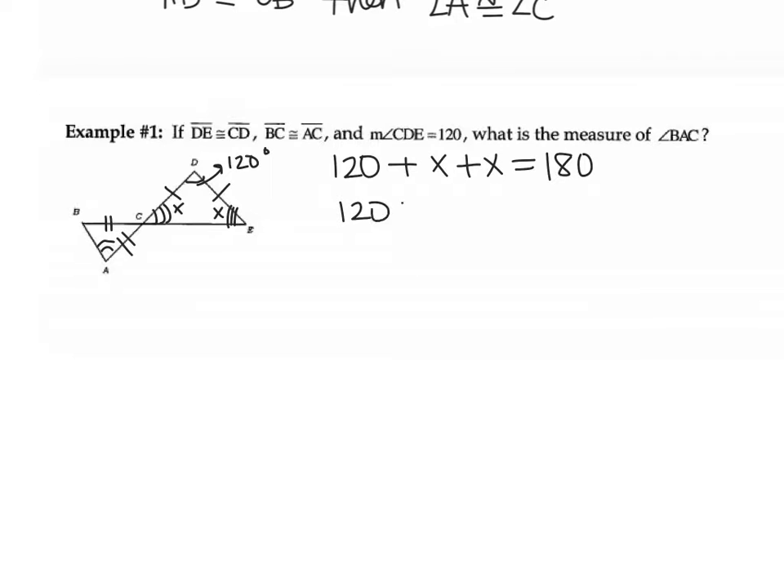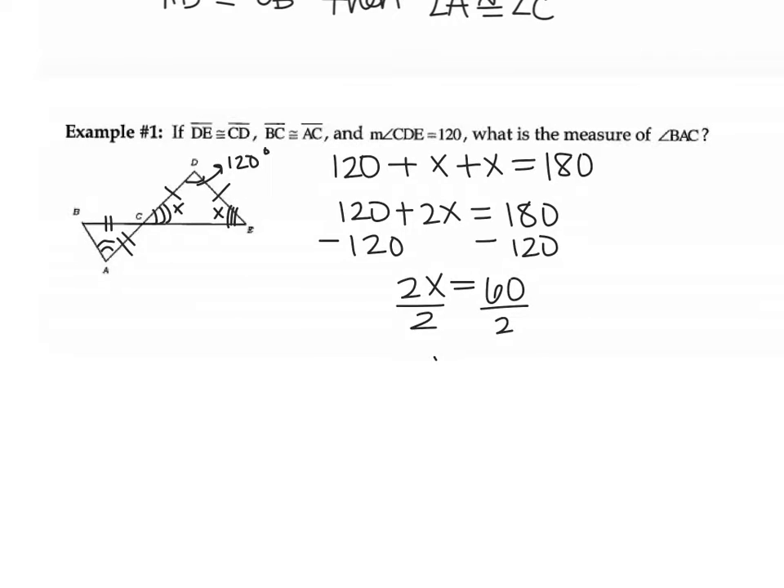So we get 120 plus 2x equals 180. Subtract 120. We get 2x equals 60. Divide by 2, and x equals 30. So the missing angles in triangle CDE are 30 degrees. We also know that angle BCA and DCE are vertical angles. And vertical angles are congruent, which means angle BCA is going to be 30 degrees as well.